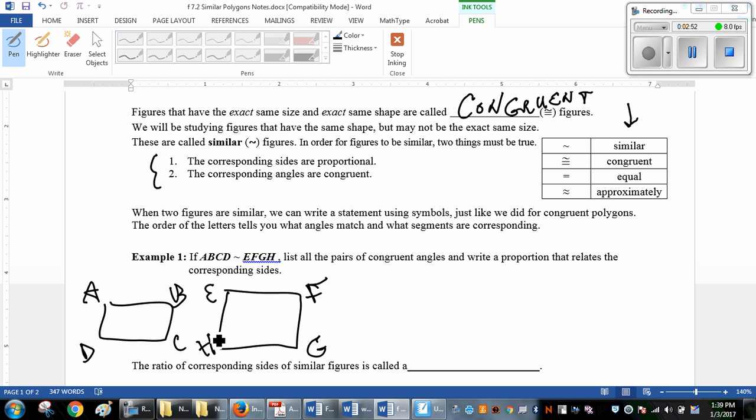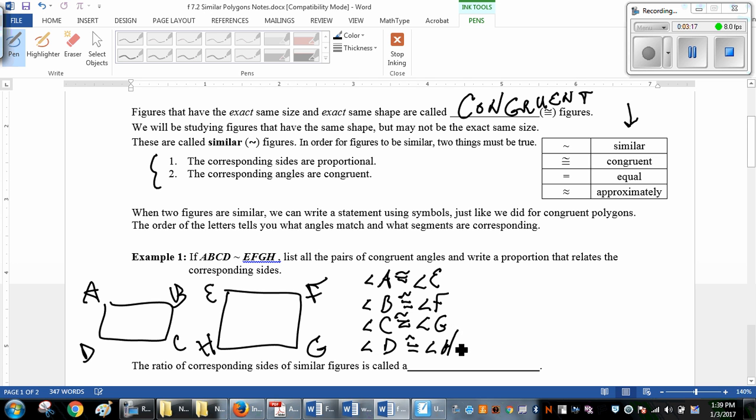So if we look now at our figure, it's very easy to tell which angles are congruent. So we have angle A, that was the first one, is congruent to angle E. Angle B is congruent to angle F. Angle C is congruent to angle G, and angle D is congruent to angle H. So there's all the corresponding angles.